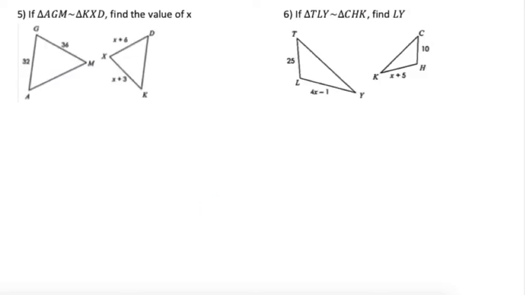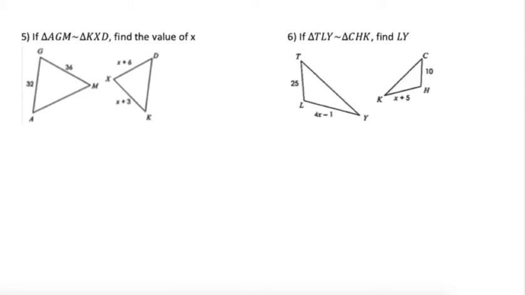All right, on number 5, we're back to find the value of x. So we have one variable here. Okay, so if I go in this direction, and again, maybe that would be helpful to write at the beginning. So I'm going AG, so here to here. So if I have 32, it's going to go with A to G, goes with KX. Okay, so here's KX, x plus 3, equals, okay, so they have to be proportional, 36, G to M with x to D, x plus 6.